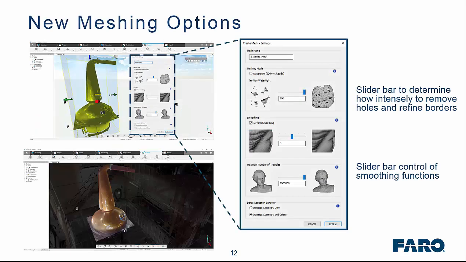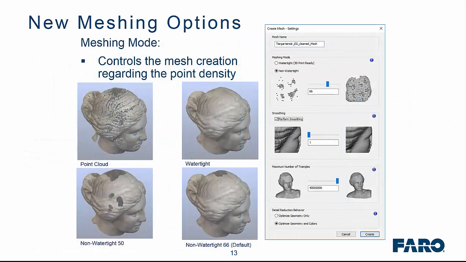So in the dialog box, you'll notice we've got a new meshing mode that enables us to modify what we do to a non-watertight mesh. We've also got a new section that applies to smoothing of that mesh geometry. Within the meshing mode, we can change the slider bar to give us the data we want. So in the top left hand corner, you can see the point cloud. If we were to choose the watertight option, then that will literally enclose all the mesh to give us a watertight mesh for 3D printing.